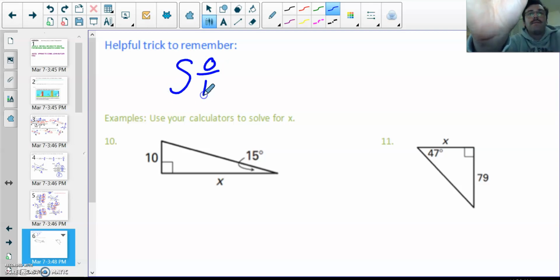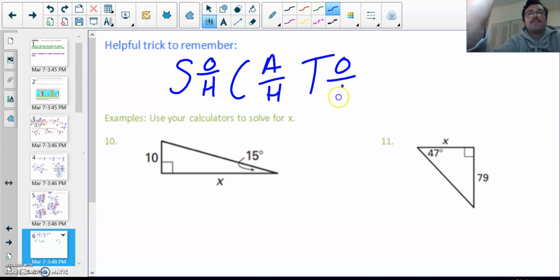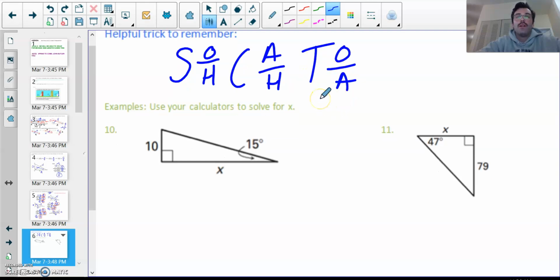So sine, cosine, and tangent. The S stands for sine, opposite over hypotenuse. C is cosine, A over H, adjacent over hypotenuse. T is our TOA, or tangent, for opposite over adjacent. So I want to do number 11 first. There's a reason for that, and we'll do number 10 after this.